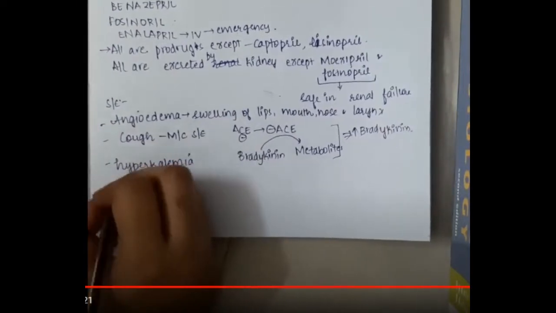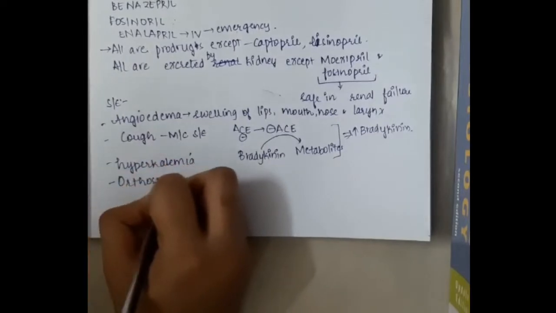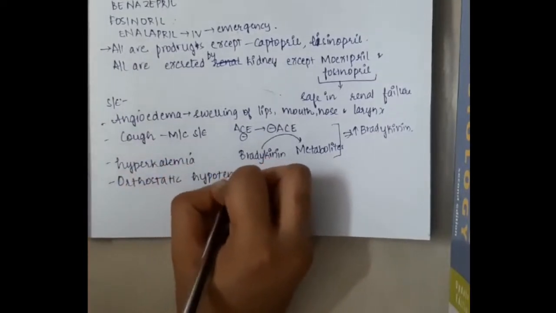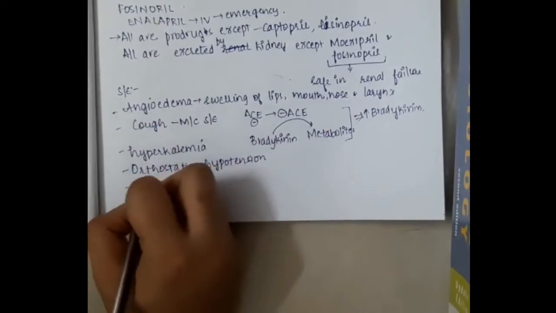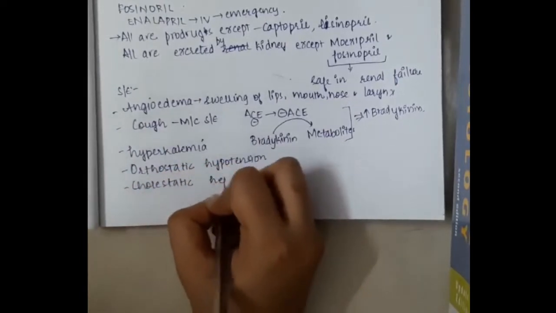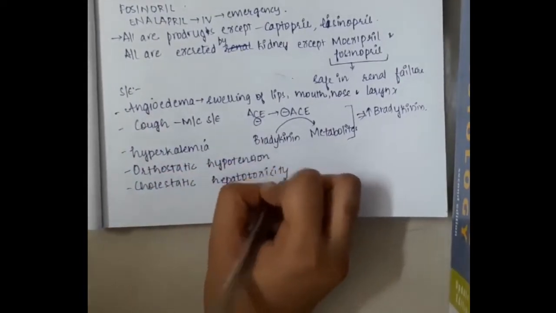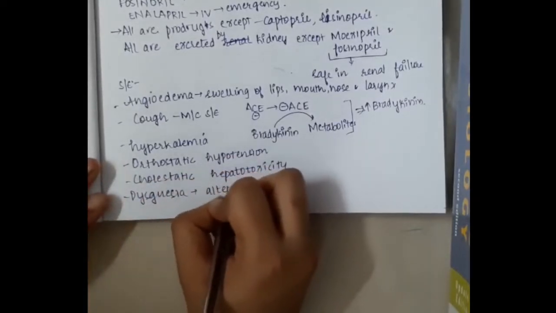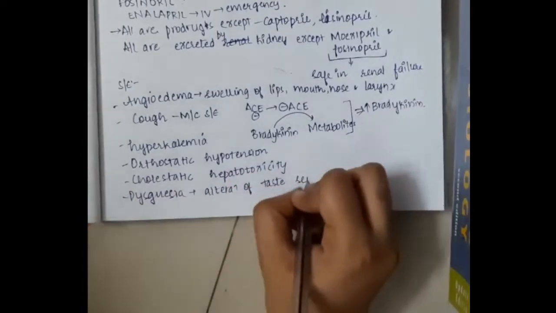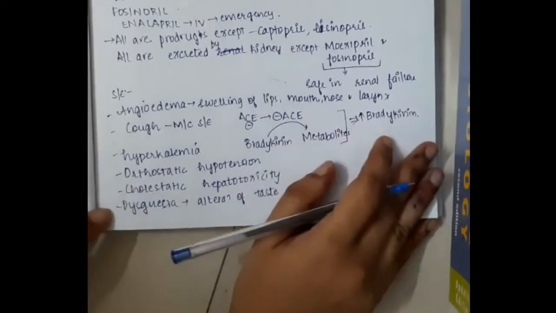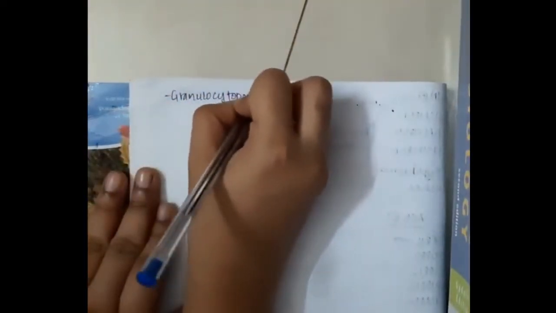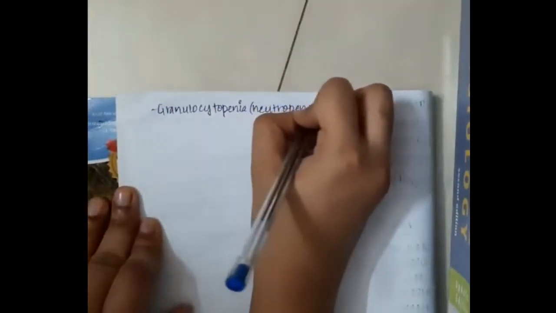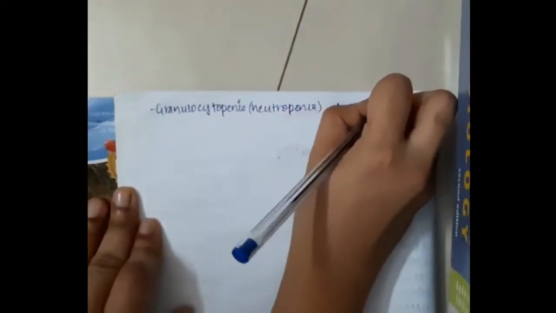Then it can also cause hyperkalemia. Orthostatic hypotension can occur, and other side effects like cholestatic hepatotoxicity and dysgeusia, where there is alteration of taste sensation, are seen with angiotensin converting enzyme inhibitors. It can also cause other side effects like granulocytopenia, especially neutropenia.